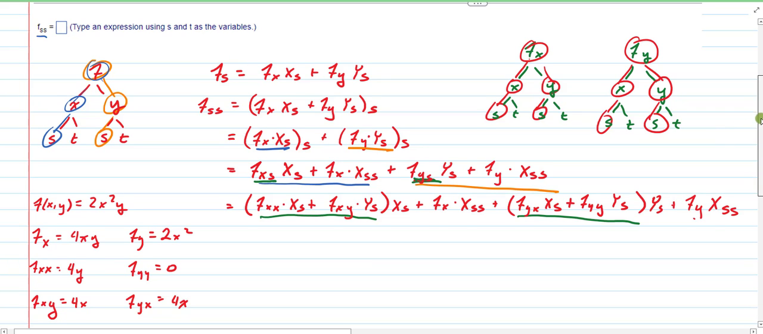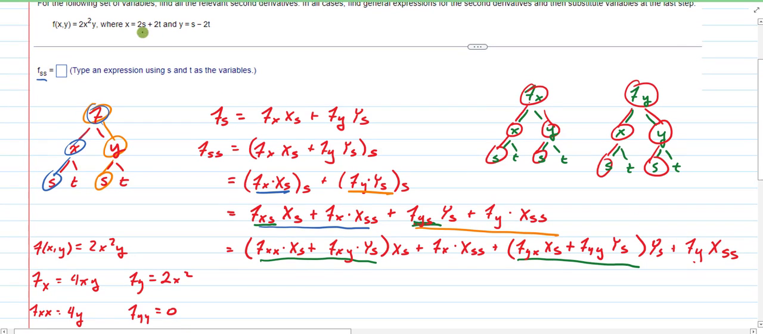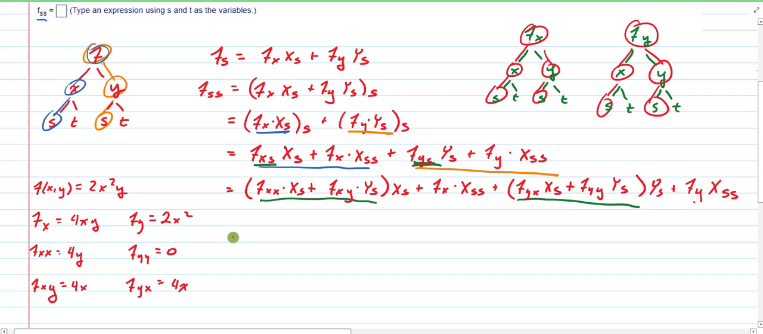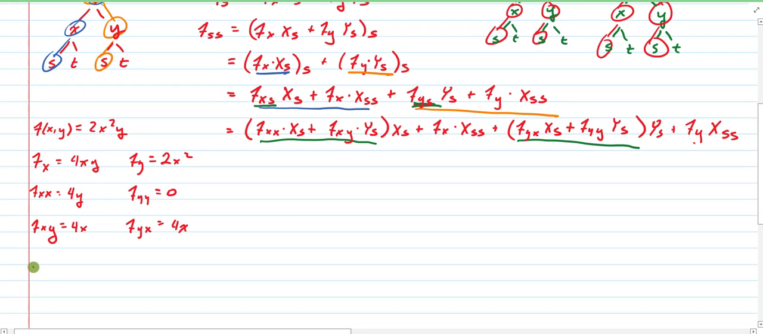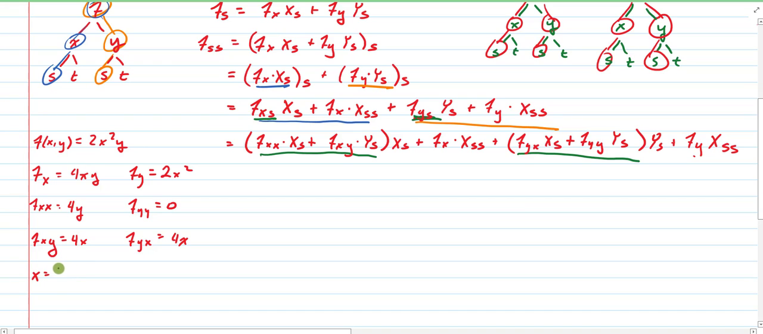Likewise, we've got our expression for x in terms of s and t. There we have x. So let's give ourselves a little more room here. We've got x is equal to 2s plus 2t.